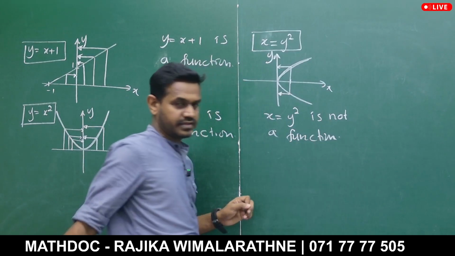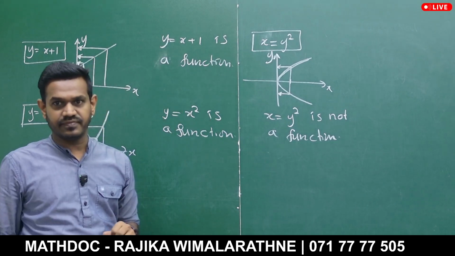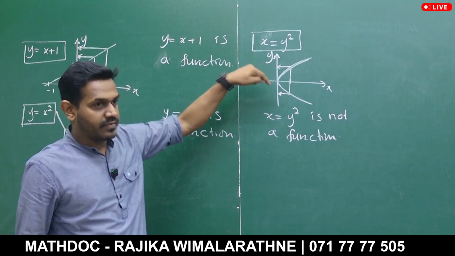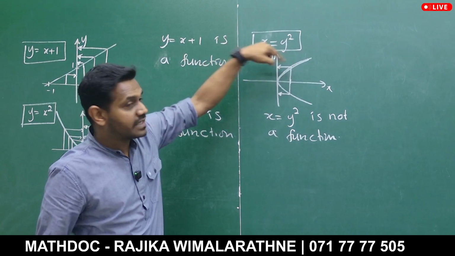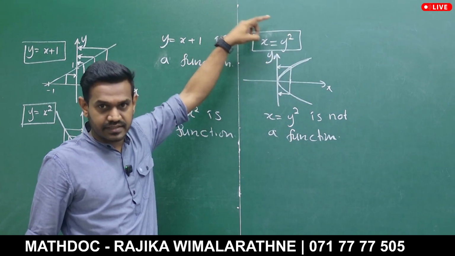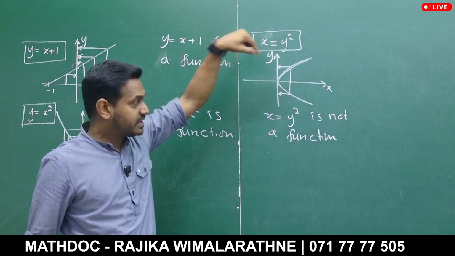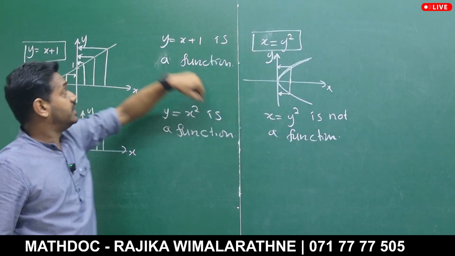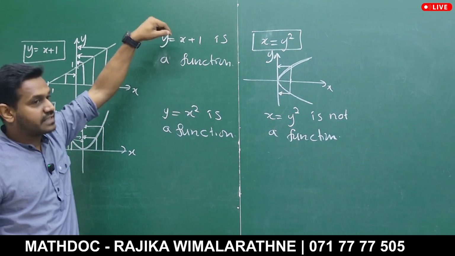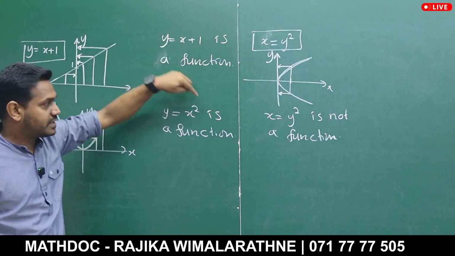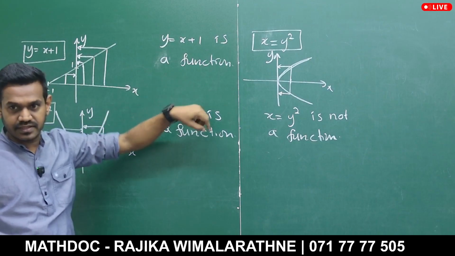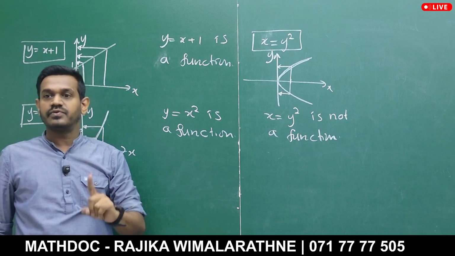Is that clear? Okay. So remember, one input has one output. But here we see this is a relation, no? x equals y square is a relation, but that is not a function. y equals x plus 1 is a relation, and that is a function. Then y equals x square is a relation, and that is a function. Identify: one input has only one output.